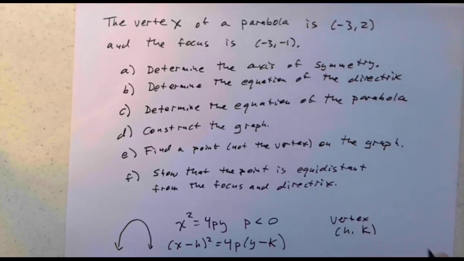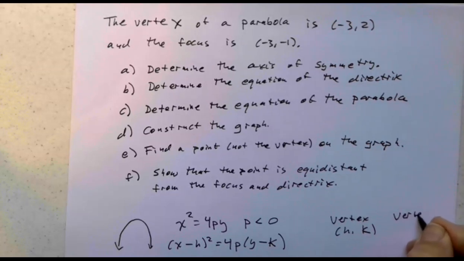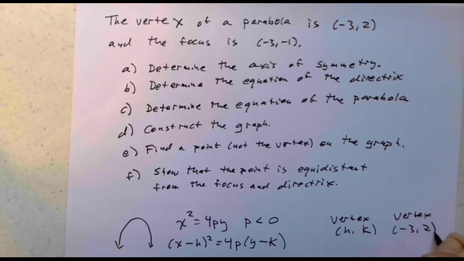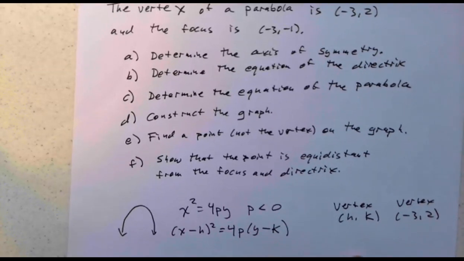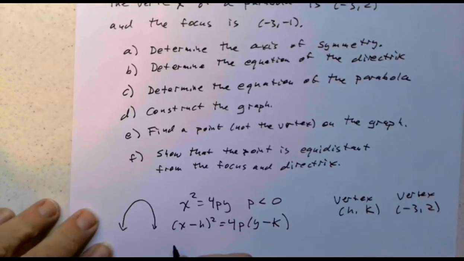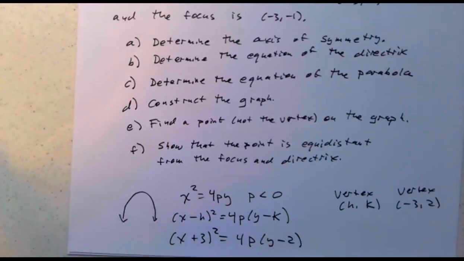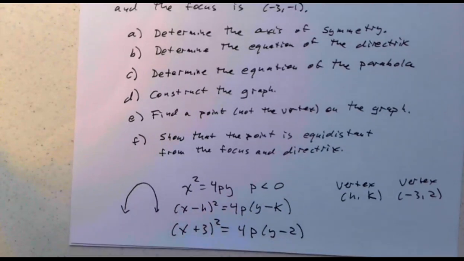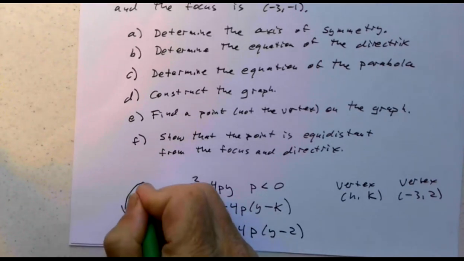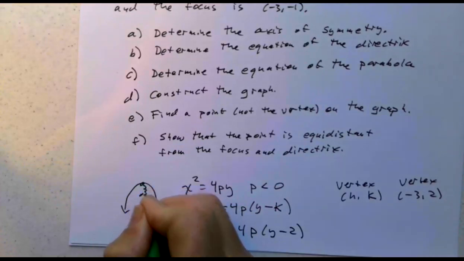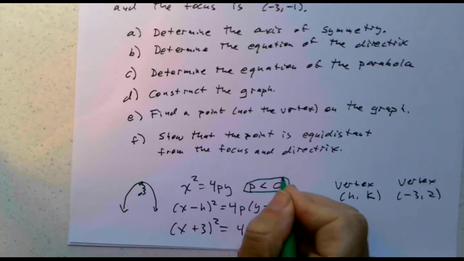In my problem here, the vertex is (-3, 2). So what will that give me? x minus h, x minus -3 becomes x plus 3, squared is 4p times (y minus k), y minus 2. So that's the shape of our graph, the type of equation we're working with. Now what is p? Remember, p is the directed distance from the vertex to the focus. What is that distance? And again, p is negative if it's opening downwards.